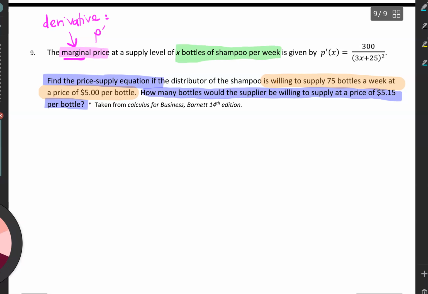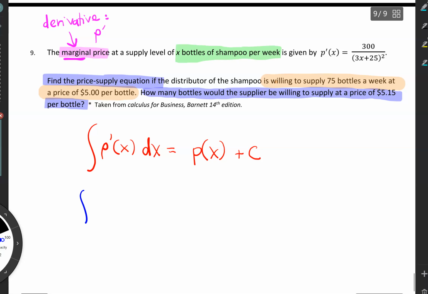Right now we're given P prime of x, but if I take the integral of it, it's going to give me a general price supply equation back. It'll have that generic plus C in it, right? So let's go ahead and do that. Let's find that integral.